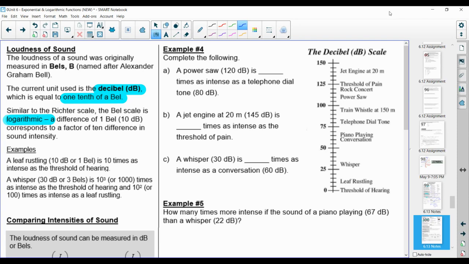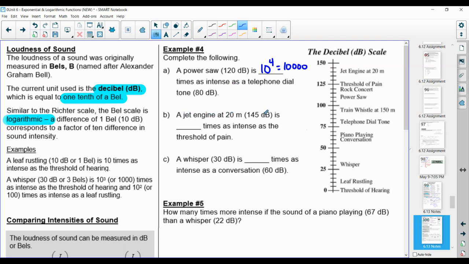All right, so let's take a look at the scale here. A power saw at 120 decibels is blank times as intense as a telephone dial tone of 80 decibels. Well, 120 decibels, remember, is 12 bels. 80 decibels is 8 bels. 12 minus 8 is 4. So that means it's 10 to the 4 times as intense, or 10,000 times as intense.